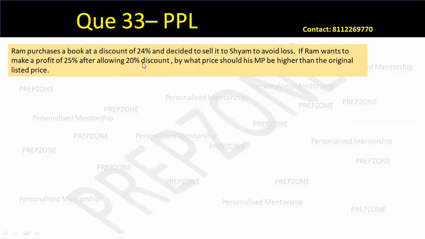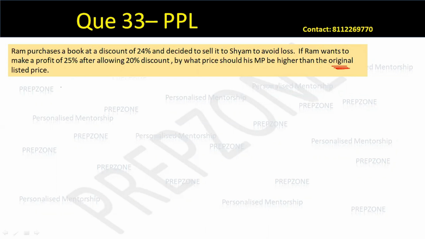So Ram purchases a book at a discount of 24%. Okay, which means Ram had some list price and some markup price, and he is purchasing this at a discount of 24% and then sells it to Shyam to avoid loss. If Ram wants to make a profit of 25% after allowing this discount, by what percentage should his marked price be higher than the original listed price?